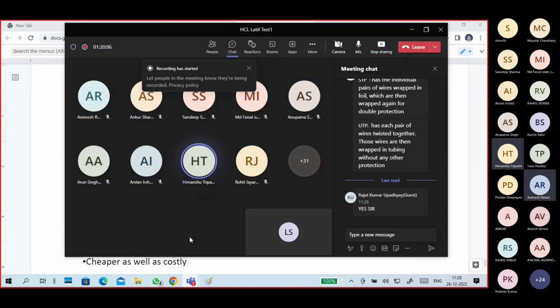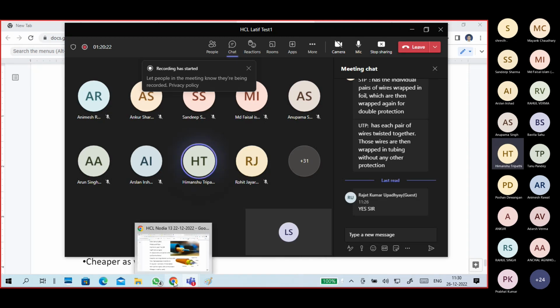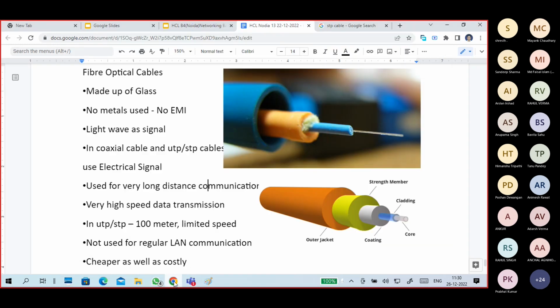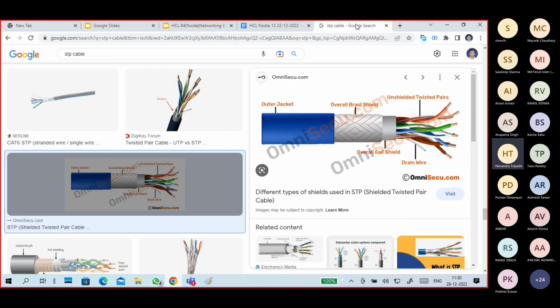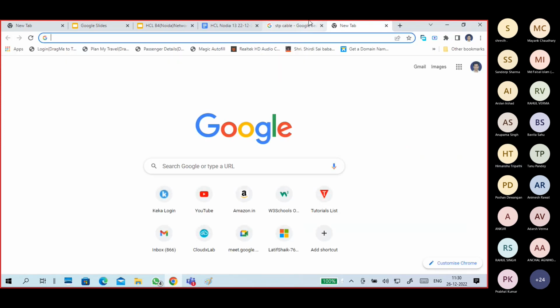Sir, my question is how they are going to ask about cables in the interview. Cable, what is it again? How will they ask questions about cable in an interview? Yes, sir.